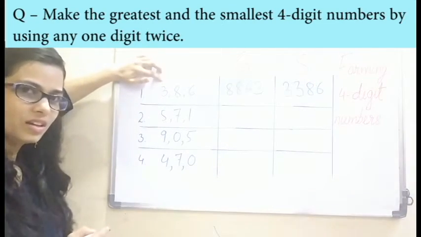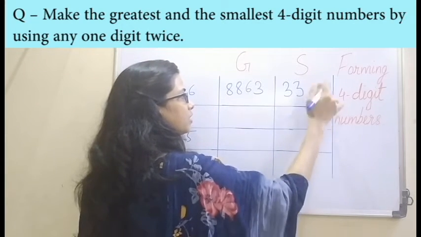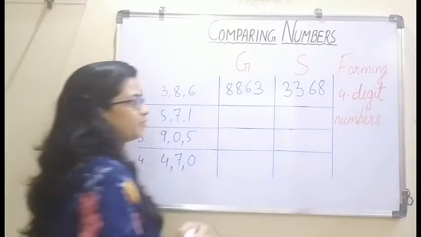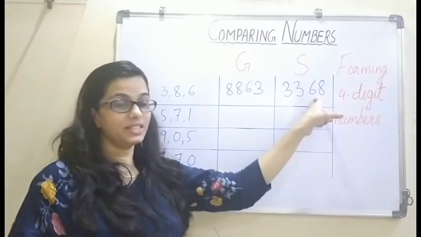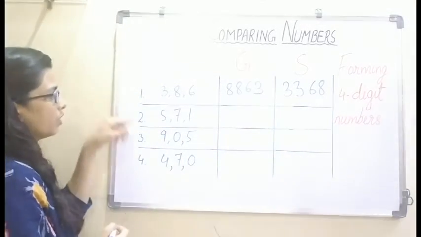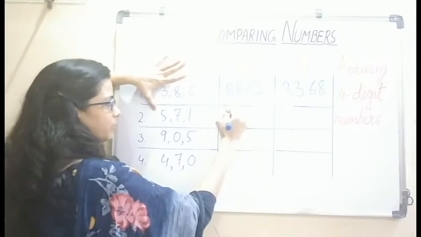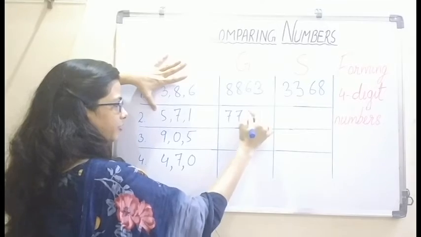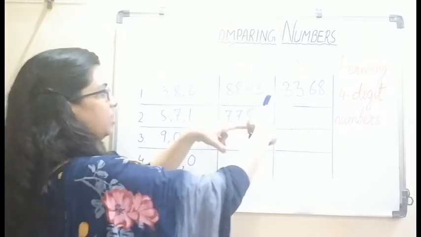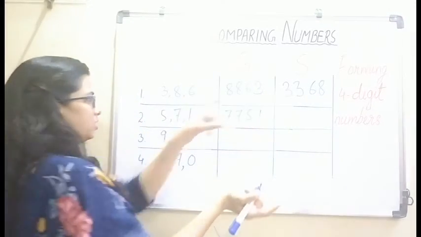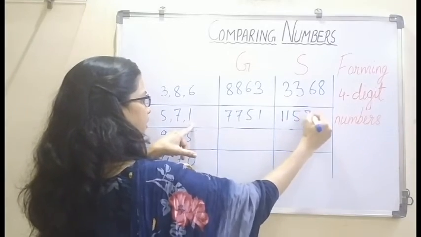Is this the correct one? No. The correct answer would be 3, 3, 6, 8. You can try and find out. Why? Because 36 is smaller than 38, right? In the next case, the greatest digit is 7. So we repeat 7 and then 5 and then 1. We go from the greatest digit to the smallest digit. Now here we go from the smallest to the greatest digit. So 1 will be repeated: 1, 1, 5, 7.